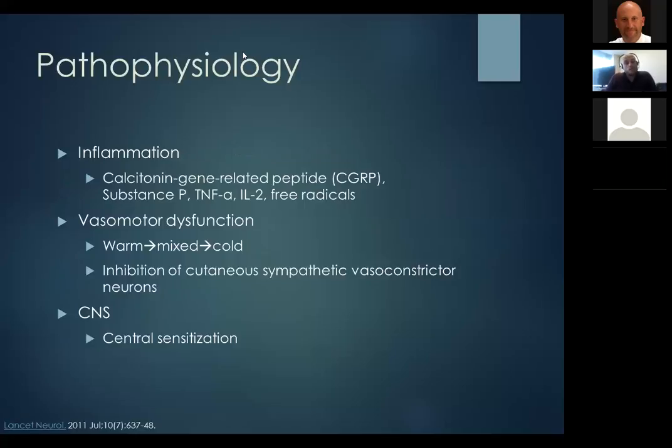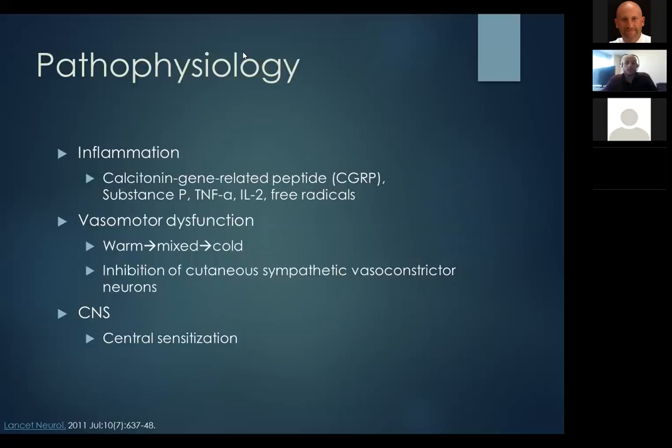As far as the pathophysiology of this disorder, it's very hard to explain because we don't know very much about it. We know there are multiple mechanisms, both central and peripheral, that influence the pathophysiology of this disorder. Typically, it starts off as more of a peripheral problem and then develops into more of a central problem with a central sensitization aspect to it. So inflammation is typically one of the presenting factors, which has to do with quite a few different substances such as CGRP, substance P, TNF-alpha, interleukin-2, and free radicals. And these are going to play a role in medication therapy and what medications we are going to use to try to treat this disorder or cure it.